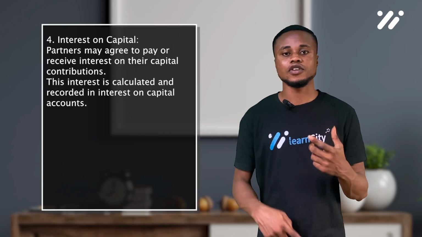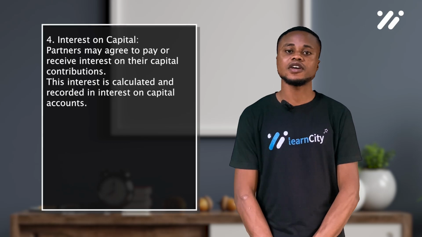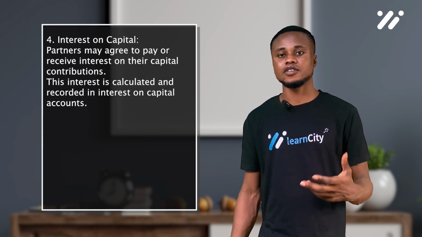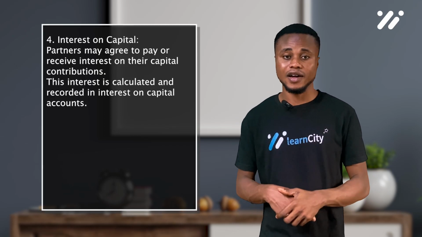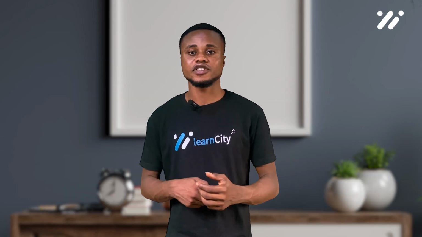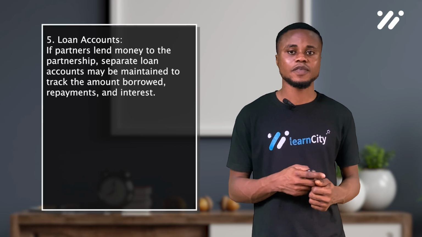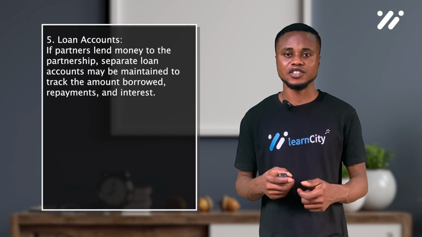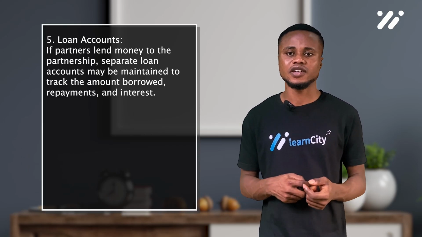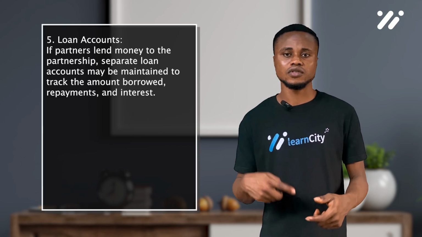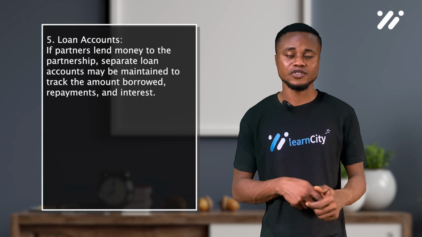Partners may agree to pay or receive interest on their capital contributions, and this kind of interest is calculated and recorded in the interest on capital account. The fifth one is the loan account. Let's say a partner lends money to a partnership, separate loan accounts may be maintained to track the amount that was borrowed, repayment, and the interest.